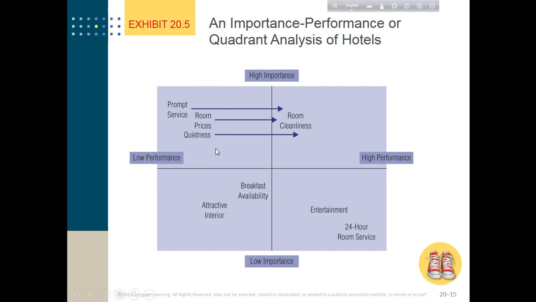However, this quadrant is the problematic area. Look, prompt service, room prices, and quietness, these are high importance variables. That means customers consider them as highly important, however, their performances are poor. So this quadrant provides important information to management that these are high importance variables, however, customers are not happy with these factors. So to improve the performance, these factors need to move from this quadrant to this quadrant. In this way, a quadrant analysis can provide important information to management.